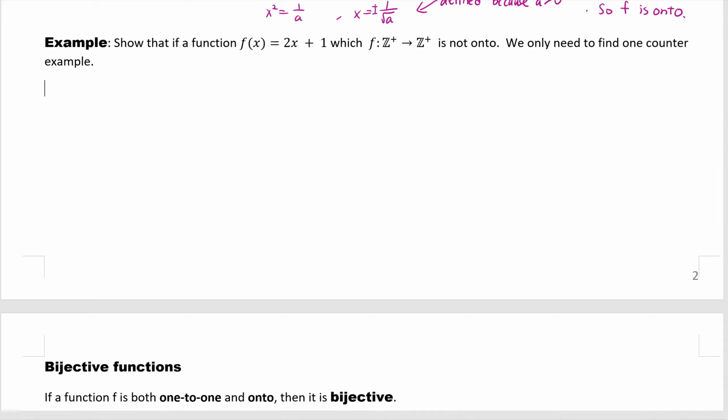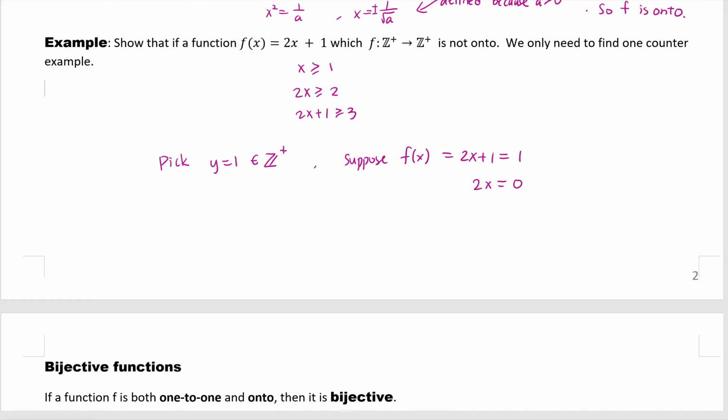So now we can pick y equals 1. 1 is a positive integer. Then suppose f of x, which is 2x plus 1, equals 1. We want to solve for x. When we solve for x, we get 2x equals 0. Dividing both sides by 2, we get x is 0.